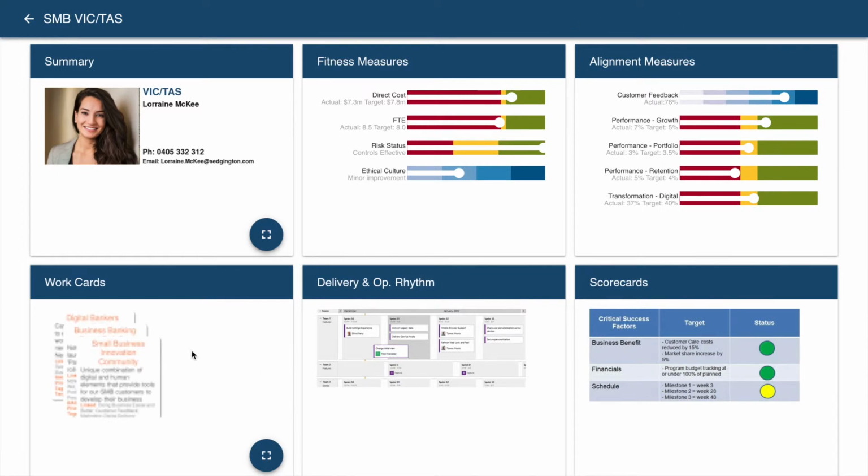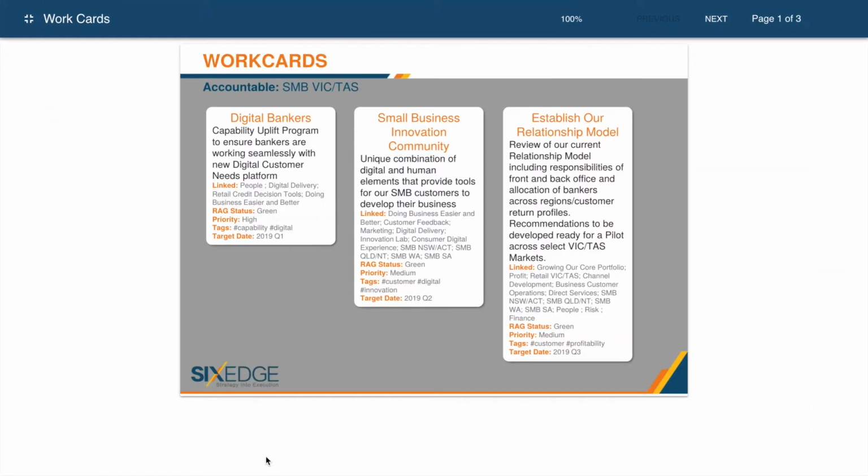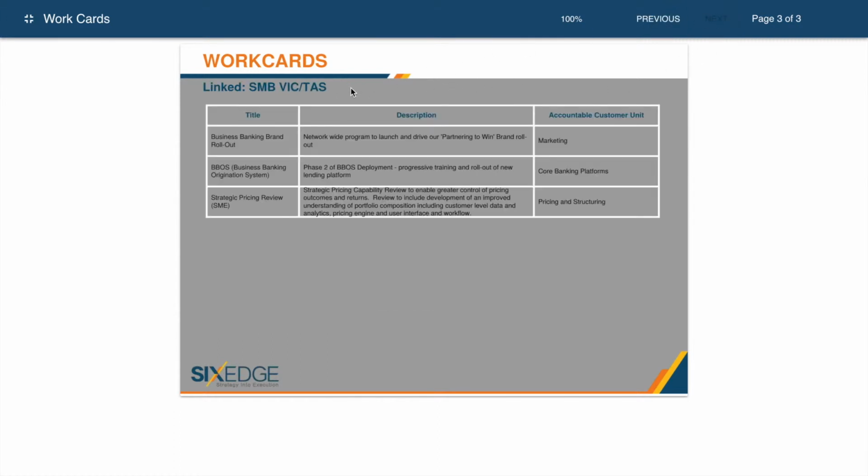To round out the demo, let's look at work cards. These are the significant chunks of work that need to be coordinated to deliver the strategy, both centrally funded and in the business. Each senior leader is likely to have some they own or have primary accountability for, and some they are linked to as a critical collaborator.